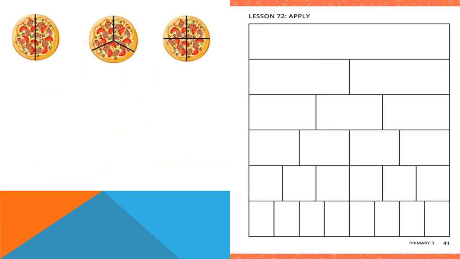As we said before, if we have the whole pizza and we divide it into 2 equal parts, each person or each kid will take 1/2 here and 1/2 here. So the whole one contains 2 halves. 1/2 here and 1/2 here. They are 2 halves, okay?